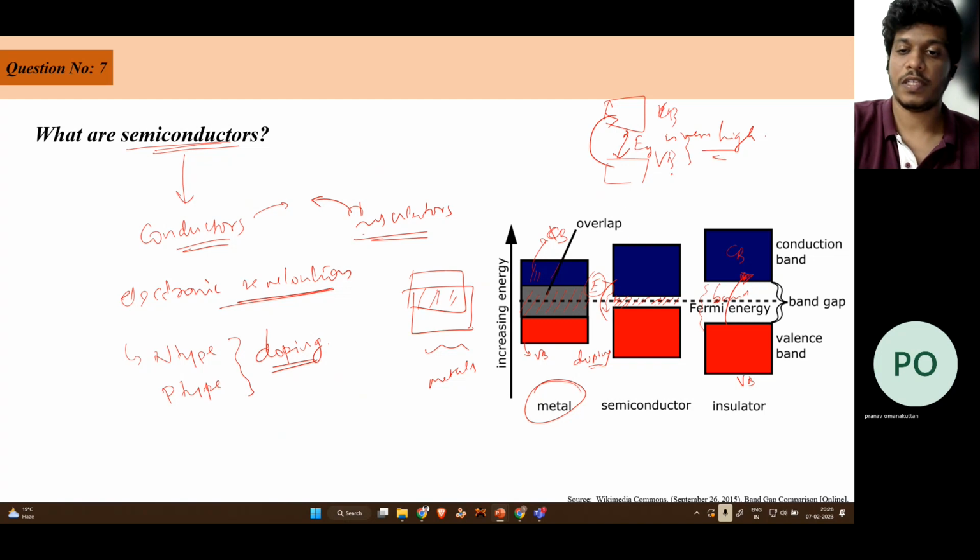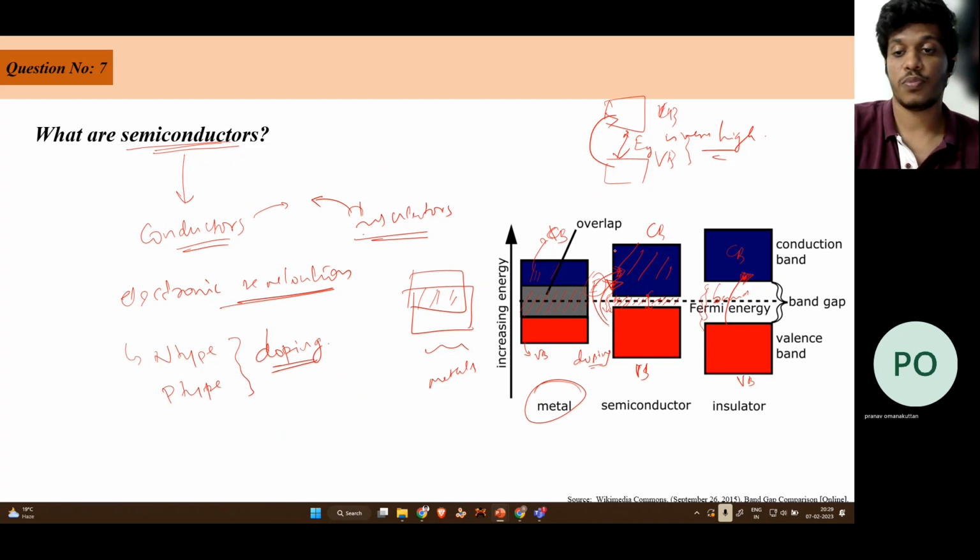Now there is another class of material which is called the semiconductor, where the conduction band and the valence band separation is higher than that of a metal. They are not overlapping with each other, but the gap is not as high as that of an insulator. And here, by providing some external potential, the electrons from the valence band can actually reach the conduction band, and this can give us many exciting properties that have been used in the electronic revolution.